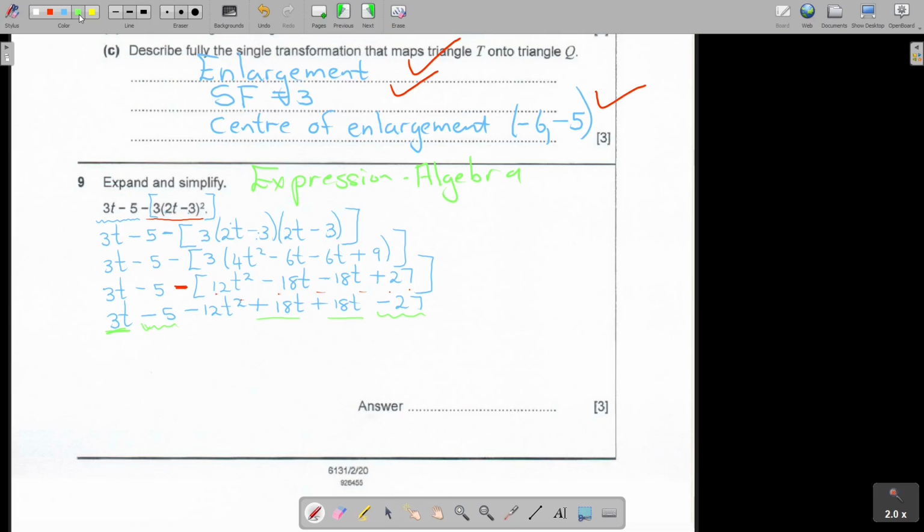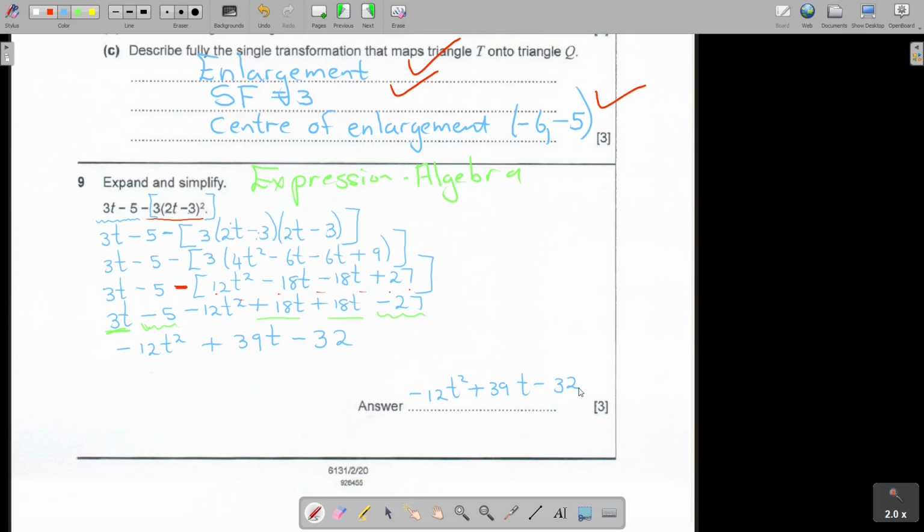Okay, I prefer starting with the square. So grab that sign. It's negative 12t squared. That's 36 plus 3, so it's going to be 39t. And then negative 27, negative 5, and that's going to be negative 32. Okay, and that's going to be my final answer. So that's negative 12t squared plus 39t minus 32.